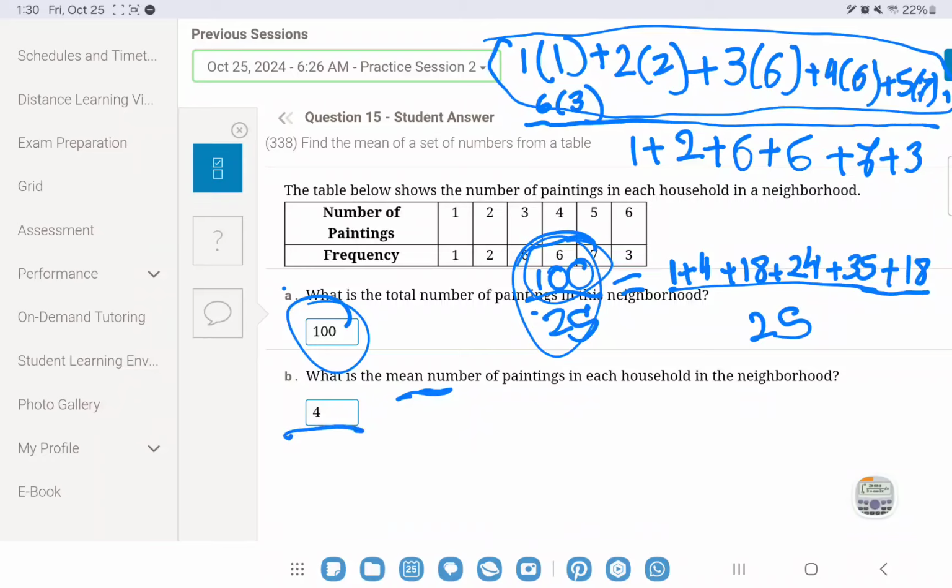All of this, by the way, you do on your calculator. You don't do it like I did it. You put everything in your calculator and the calculator gives you your answers. Just be careful. If they want total number, don't put it immediately over 25. Find this value first, then you divide by 25. But when it's just asking you for mean, you put all of it in your calculator as is.